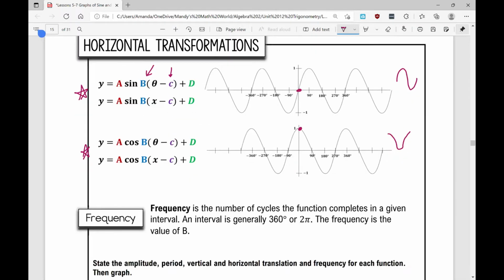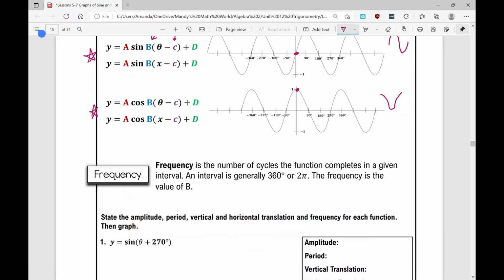We're also going to talk about frequency today. Frequency is the number of cycles the function completes in a given interval. An interval is generally 360 degrees or 2 pi, or all the way around the circle. The frequency is the value of b. So when I'm looking at an equation, I can see the value of b, and that is the frequency.